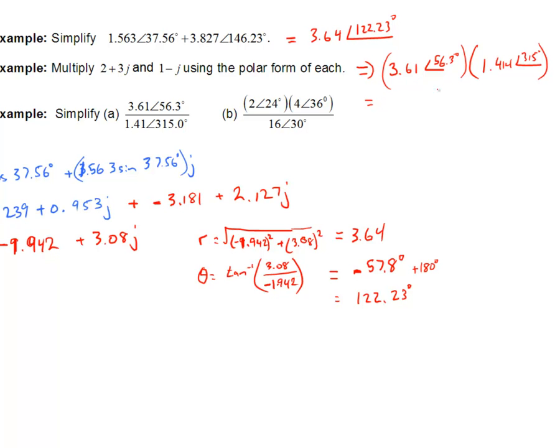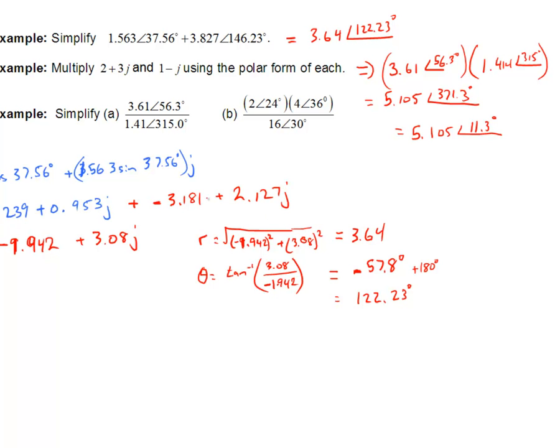Once we convert them, we multiply them. That means we multiply 3.61 and 1.414. That gives us 5.105. And the angle, we add those two together, we get 371.3 degrees. Now that's bigger than 360, so we need to subtract 360 to get what we should display as the answer, 11.3 degrees. So this is in quadrant 1, because it's gone all the way around and a little more, so we can represent it with the same angle, which would be 11.3 degrees.